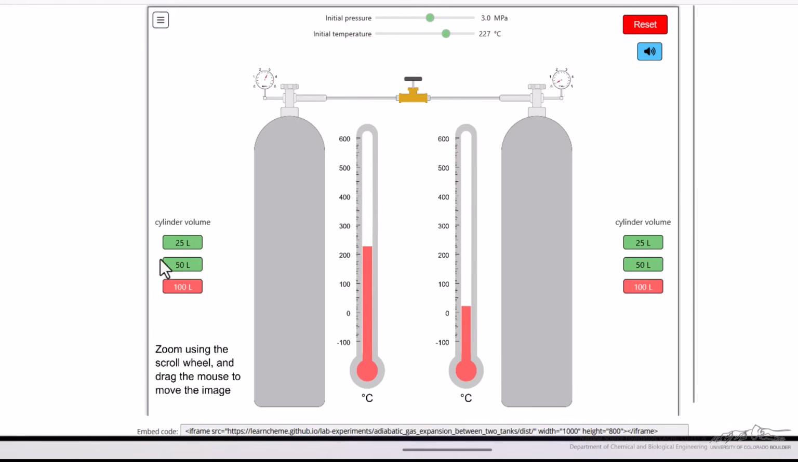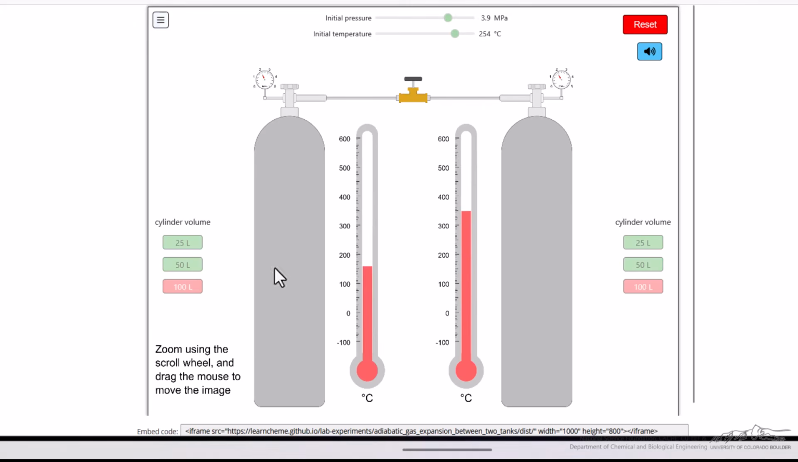So here in the simulation, we can select the volumes of two tanks, and we can change the pressure, the starting temperature in the left tank, and then open the valves by clicking on them on each tank. And then when I open the valve connecting them, we'll see the temperature dropping in the left tank. It undergoes adiabatic expansion, and the temperature rises in the right tank.